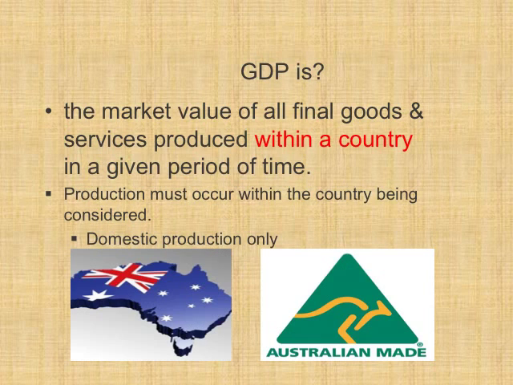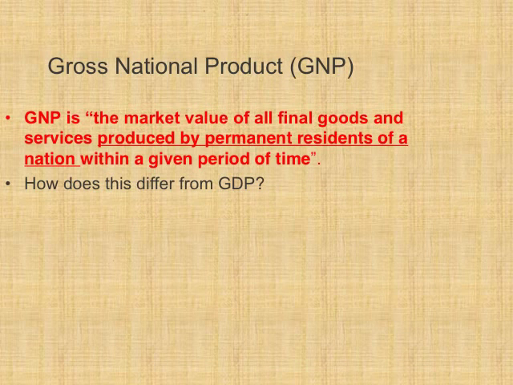GDP measures the value of production within the geographic boundary of a country. Anything produced within the geographic boundary of Australia is part of Australian GDP, irrespective of who or from which nationality produces it. Let's have a look at another measurement called gross national product.